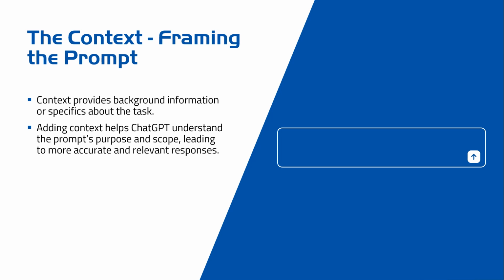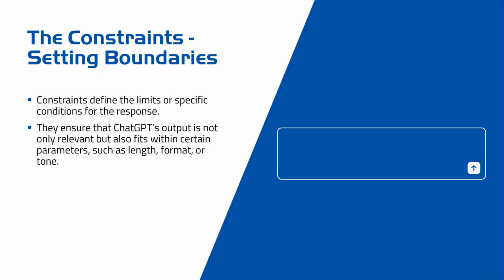Context gives ChatGPT additional information or details about the task at hand. By providing context, you're giving ChatGPT a clearer picture of what you're asking for, which helps it generate more accurate and relevant responses. For example, you can prompt it to write a brief on digital marketing trends for small businesses in 2024. For the result, ChatGPT will tailor the response specifically to digital marketing for small businesses in the given year.